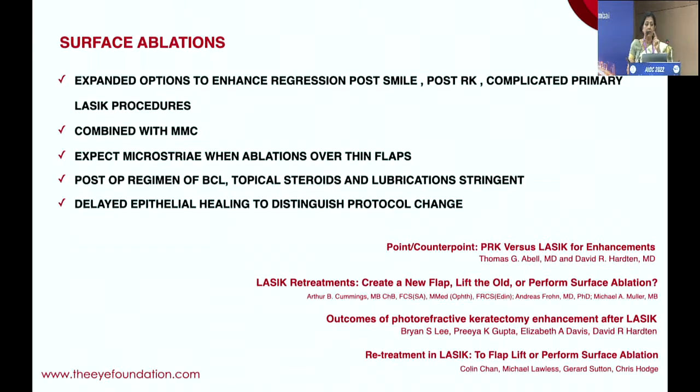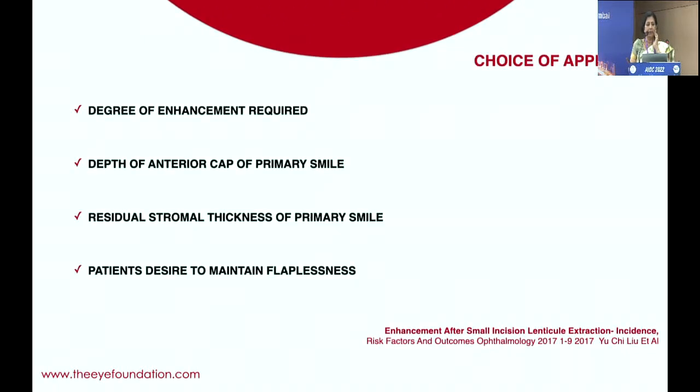But let's remember, if the primary flap was thin and you do a PRK, you could notice microstriae appearing on the undersurface. And again, the post-op regimen is similar to surface ablation: placing a bandage contact lens, topical steroid drops, and adequate lubricants. And in case there's delayed epithelial healing, you would delay your medical management.